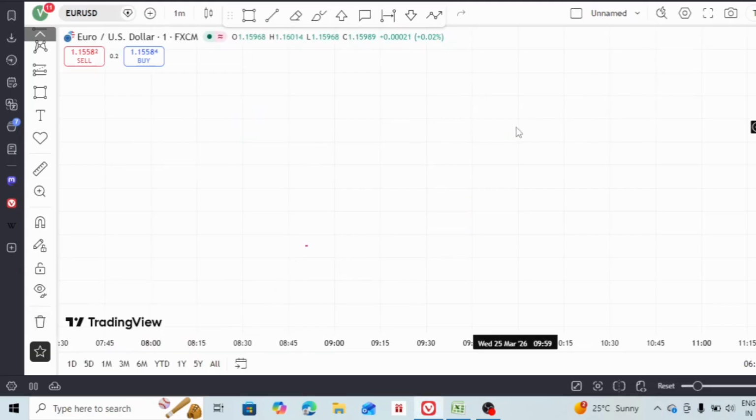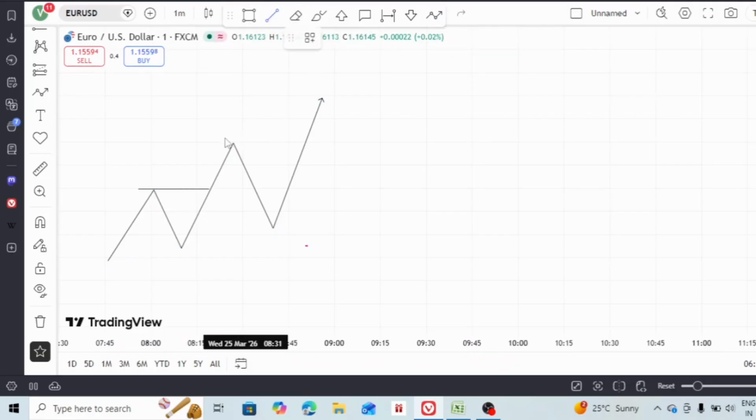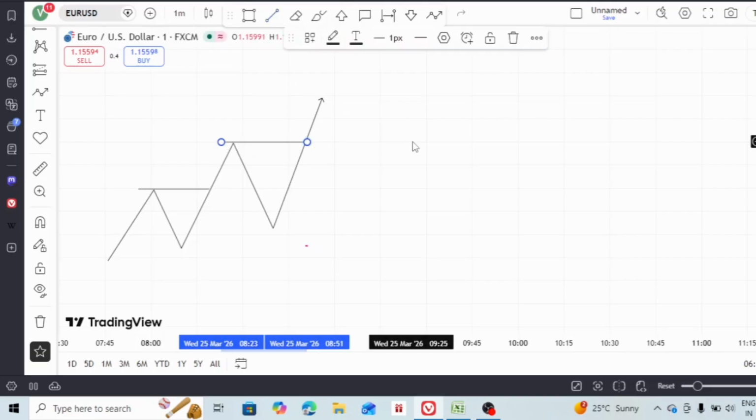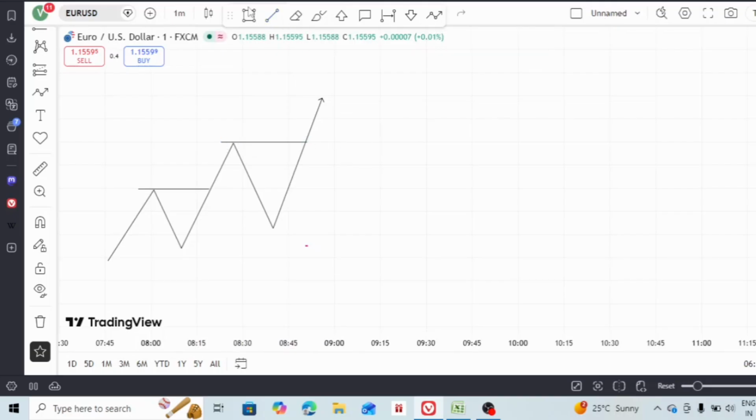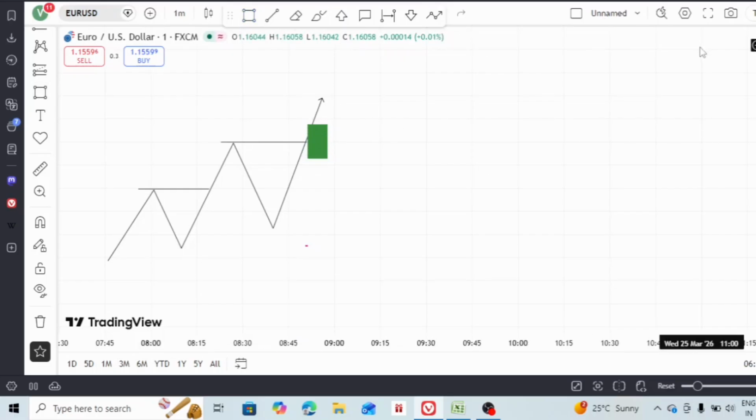So after the higher high has been confirmed, we will find our inducement. Let me just draw here. So here the market is moving in this way. This is the high, this high has been broken. Okay, so it has broken with the body. Break with the body means we have confirmed our higher high.